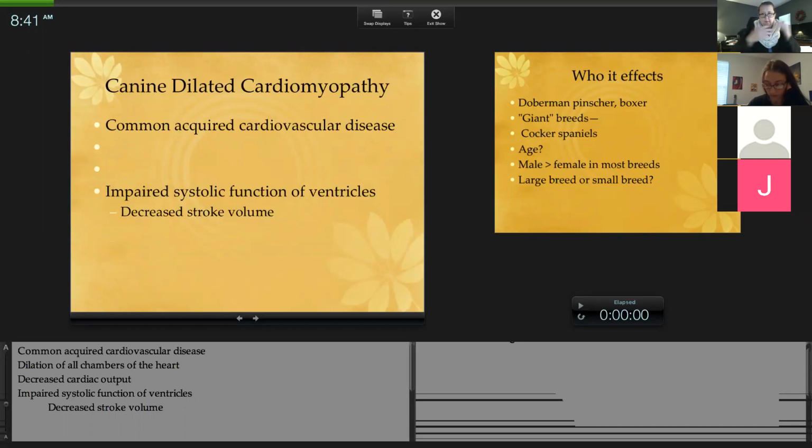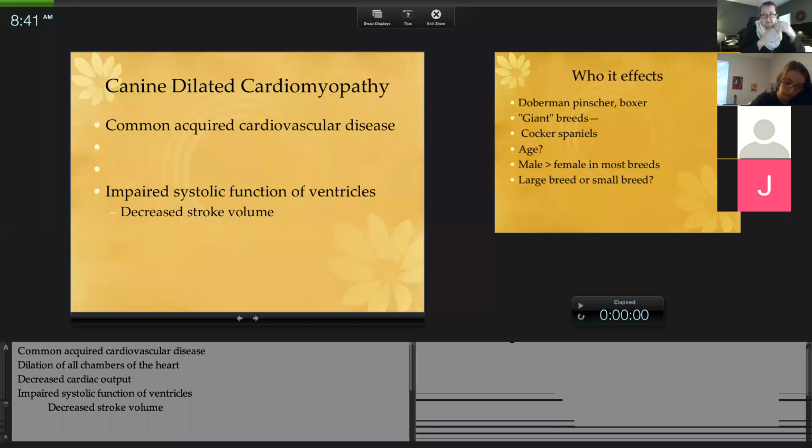So I'm going to talk about these diseases, but I also want you to start to think about this relationship between the vessels and the heart and what's happening. One of the most common diseases, I won't say it's super common, is canine dilated cardiomyopathy. So when I said day one, a lot of people put cardiomyopathy as a disease, but there are different forms.